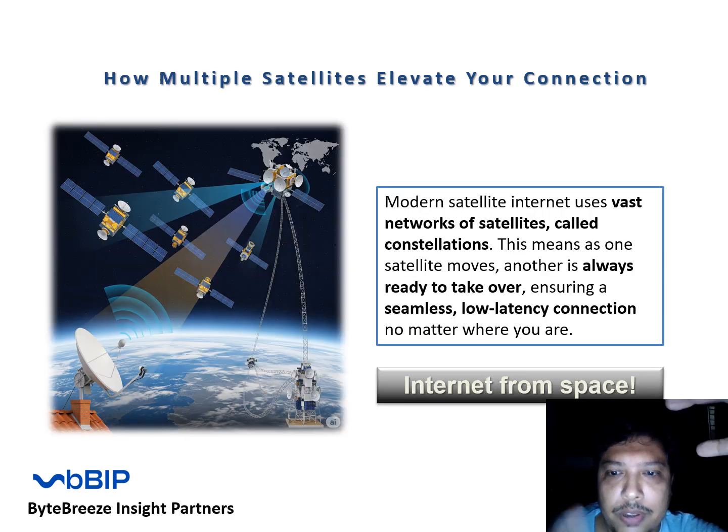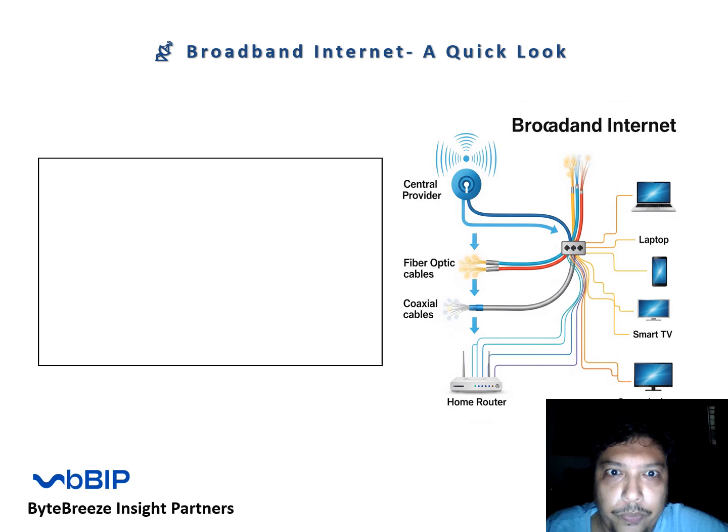Next question: how does satellite internet elevate our connection? Modern satellite internet uses a vast network of satellites called constellations. This means that as one satellite moves, another is always ready to take over. So there are multiple satellites in the constellations that ensure a seamless, low latency connection, no matter where you are. In this way, we will be connected from space to the internet.